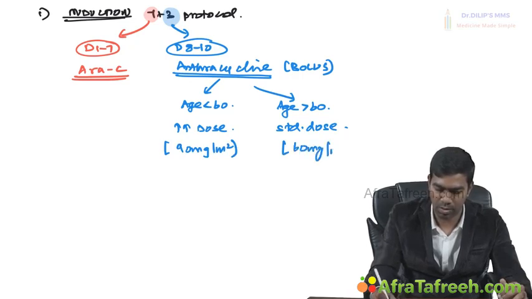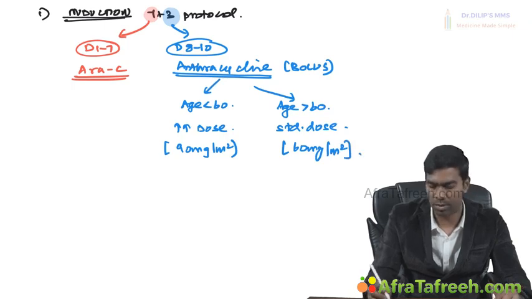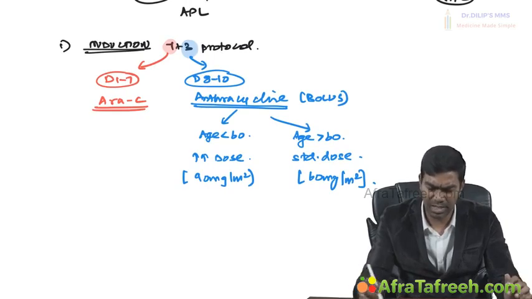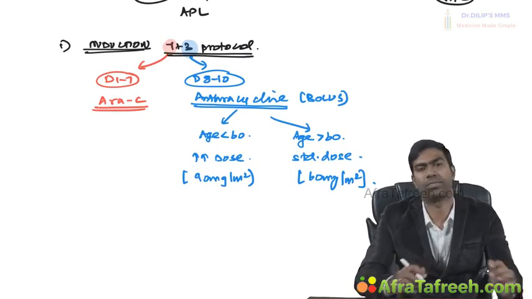per meter square of daunorubicin. Clear? So this is the standard regime for induction therapy of standard AML cases, but not APL, that is M3 case. Apart from M3 cases, everything can be treated with this protocol. Remember, it's a 7+3 protocol.